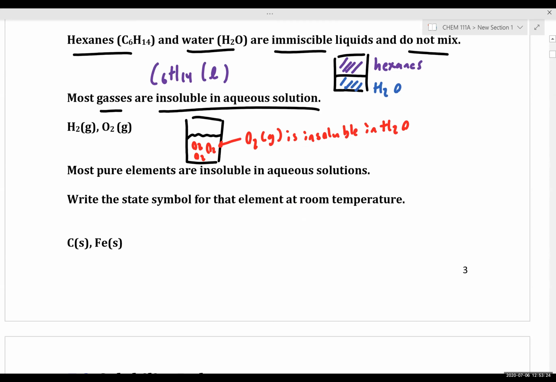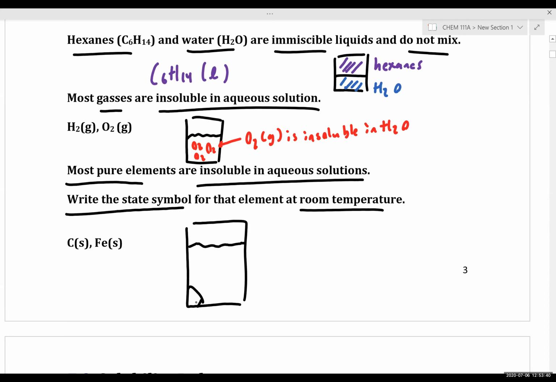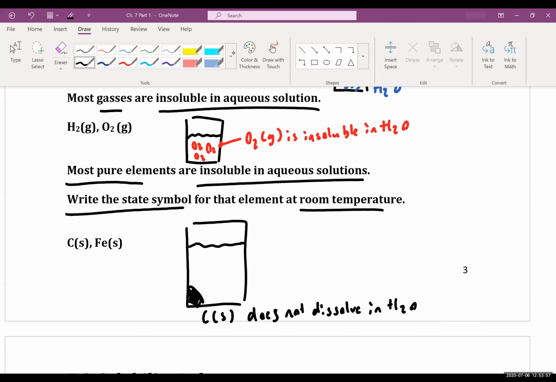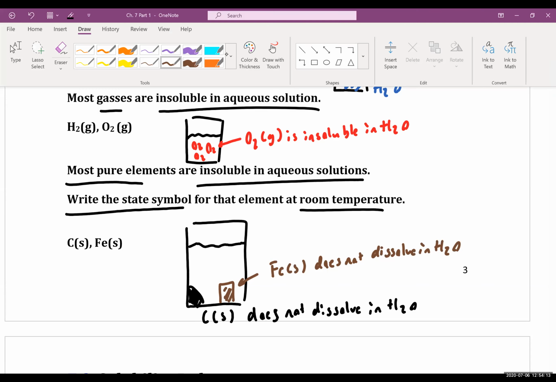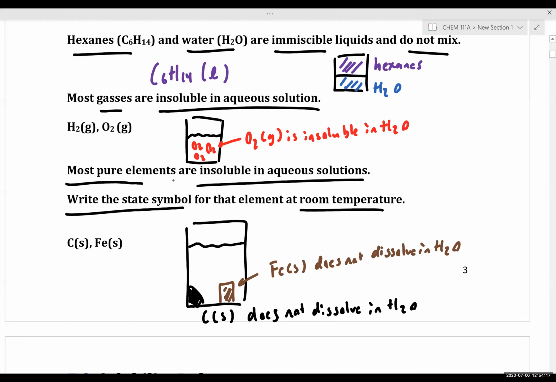With regards to pure elements, most pure elements are insoluble in aqueous solutions, so you just write the state symbol for that element at room temperature. For example, carbon solid, like a lump of coal, does not dissolve in water. Likewise, if I tried a piece of iron solid, iron solid does not dissolve in water. This is a review from our previous chapter on chemical reactions. Any questions on assigning state symbols and the definitions for each of these state symbols?